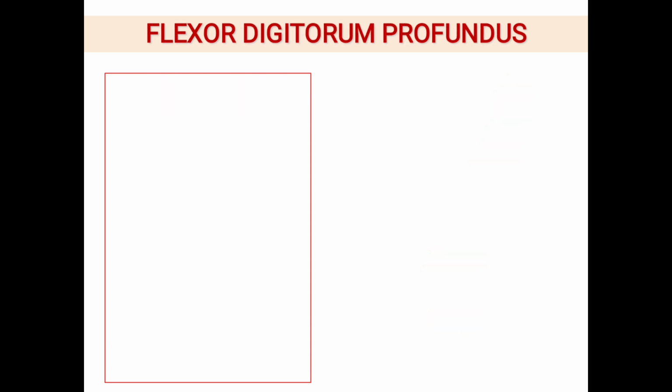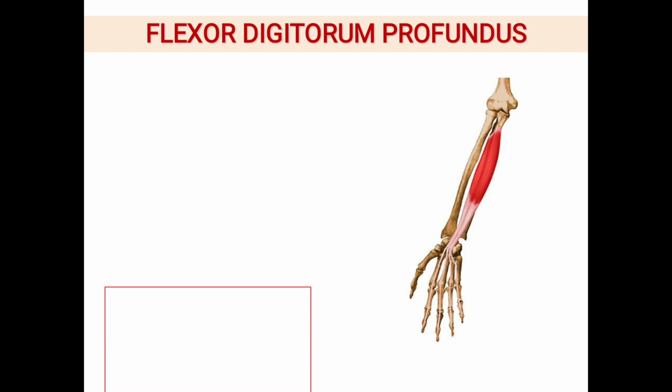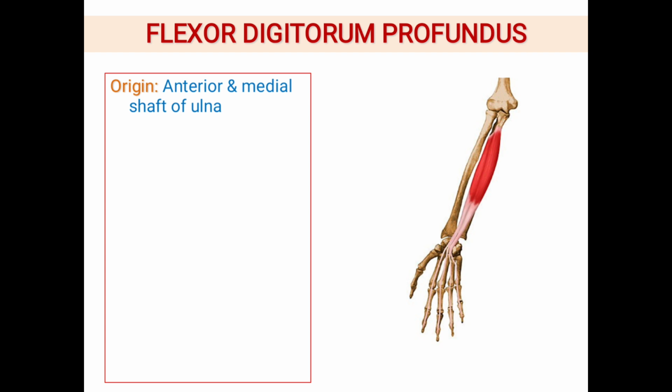Next, you have the flexor digitorum profundus. So the origin of your flexor digitorum profundus, you have a lot. You have the anterior and medial shaft of the ulna. So you have anterior and at the side the medial shaft. So as you observe, your flexor digitorum profundus doesn't have origin from the humerus. So therefore, it doesn't cross the elbow, right?